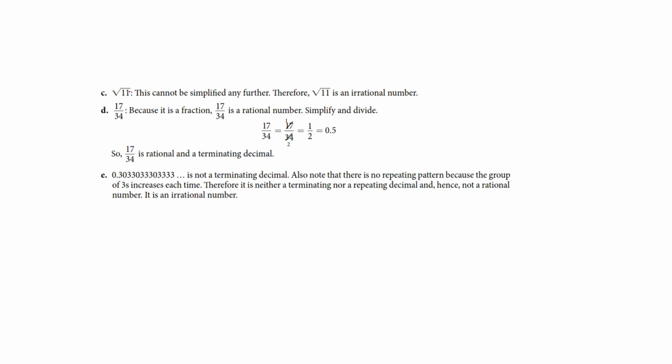Now, the square root of 11, it can't be simplified. This is actually the illustration I made at the beginning. If you were to do this square root on your calculator, the decimals would go on forever. And so you'll find that with any root of a prime number, it's going to be irrational. Now 17 over 34, it's a fraction, so it's a rational number. You could simplify that or express it as a decimal.